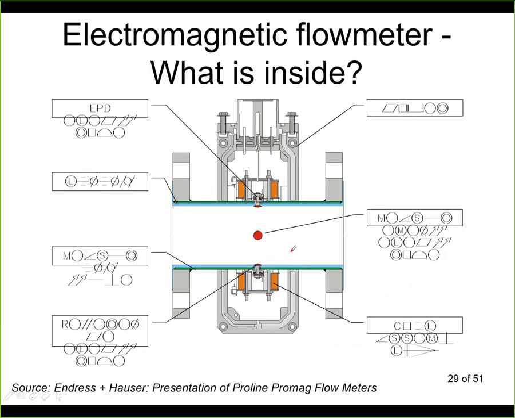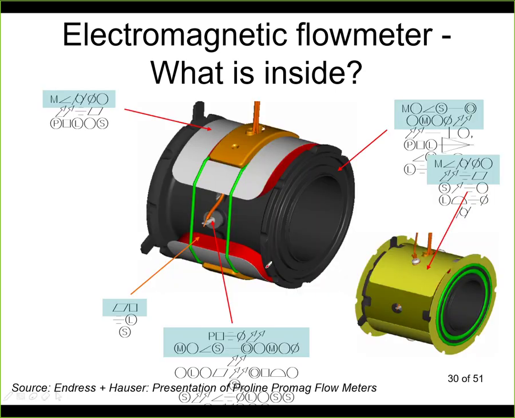This is how it looks. Here this is the electrode, one here and one there, and here this is the coil that actually creates the magnetic field. Let's take a look at this picture. Here we may see it a little bit better.